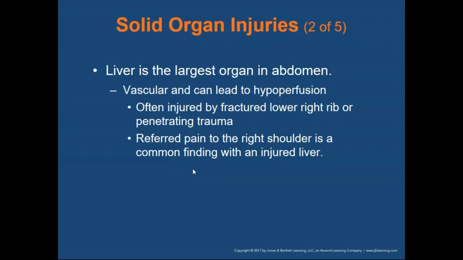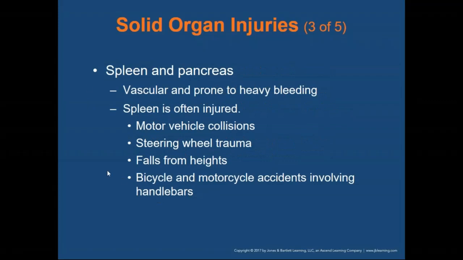Blunt force trauma to the right lower rib cage can fracture those ribs. That can cause penetrating trauma to the abdomen that's not open to the outside. Nevertheless, you have a rib that slices into the liver and can cause your patient to bleed out right in front of you. Okay, I already talked about the spleen and the pancreas.